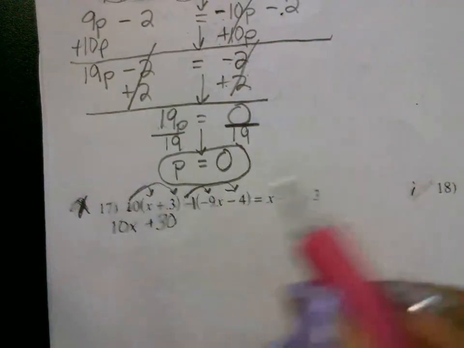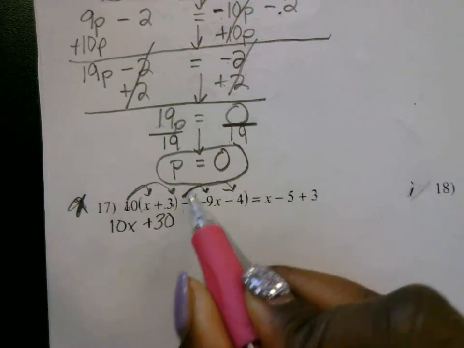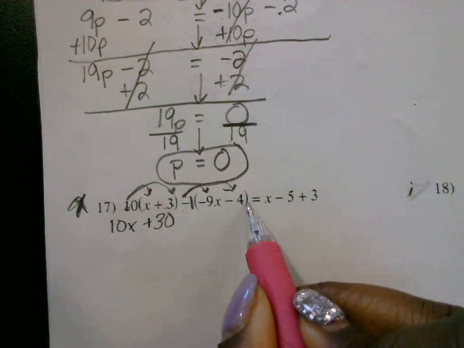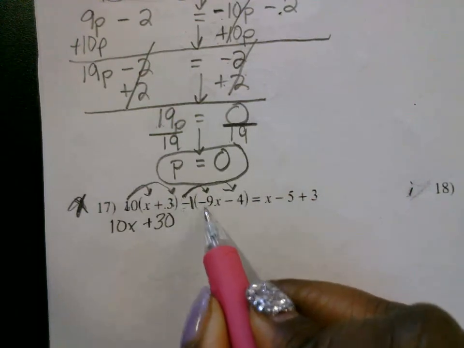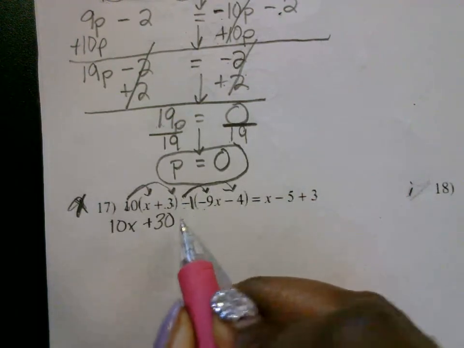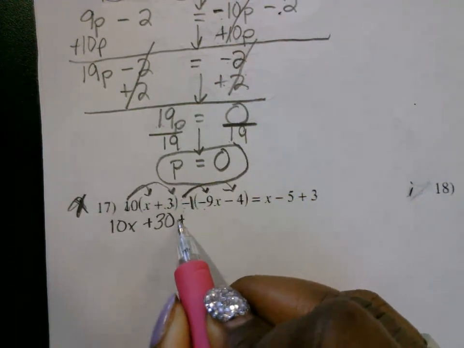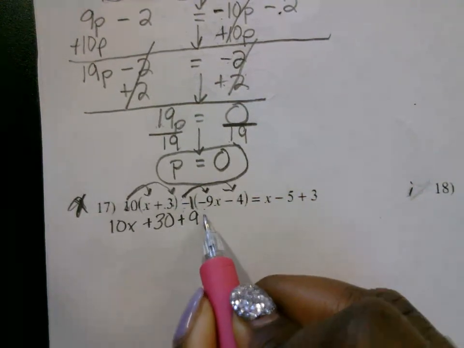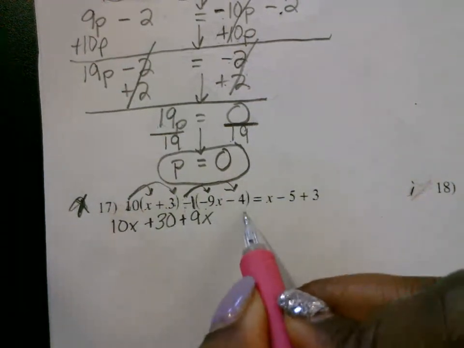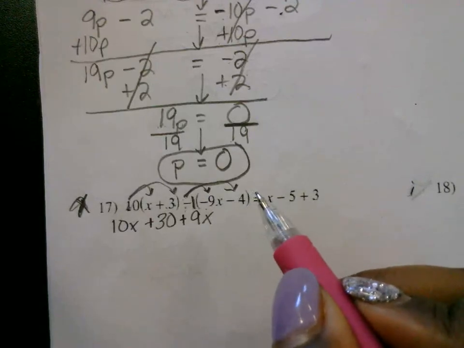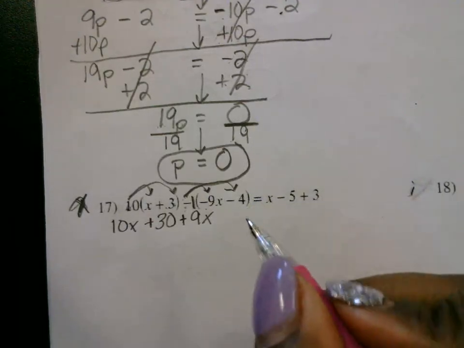Okay. Now we're going to multiply negative 1 times both numbers in the parentheses. Okay? So what is a negative times a negative? A positive. So this is going to give me a positive 9x. Okay? So what's negative 1 times a negative 4? You got a calculator. Type it in.